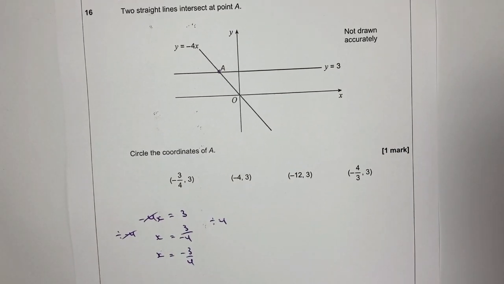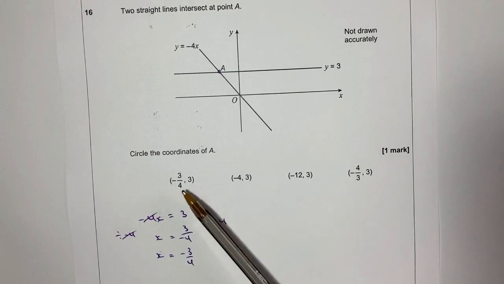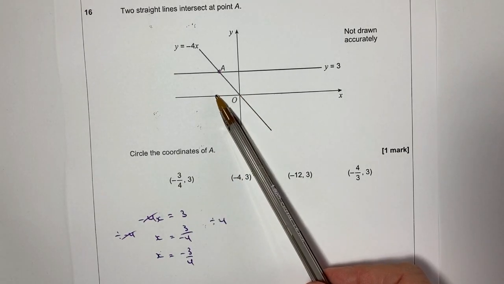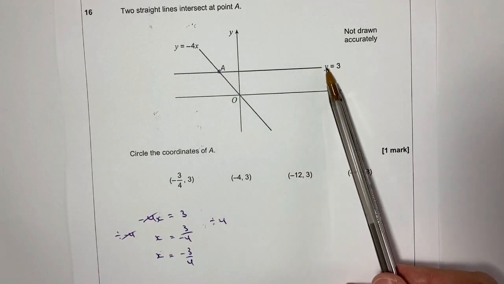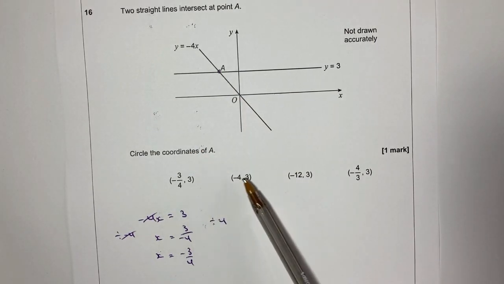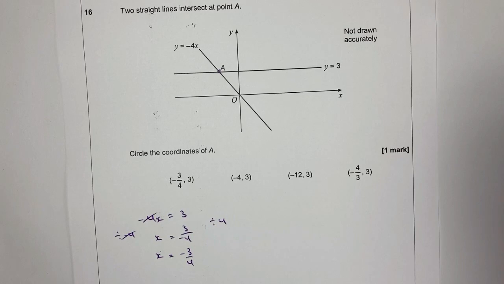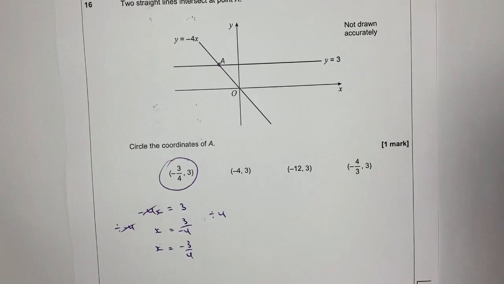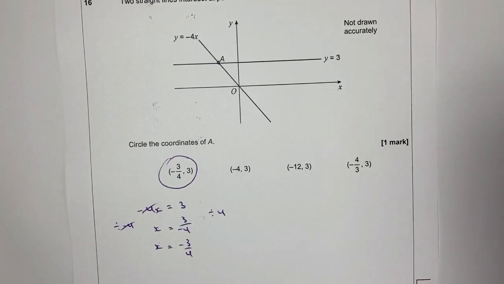Hopefully you can see that the only coordinate that's got minus 3/4 in it is this one, and that's going to be the correct answer. It's going to be minus 3/4 and then up to a value of y, which is 3. The second part of it will have to have 3 in it, which it does on all of them. So the key to this is making sure that you figure out that both must be equal to each other, and then use that information to work out the value of x. So let's move on to question number 17.